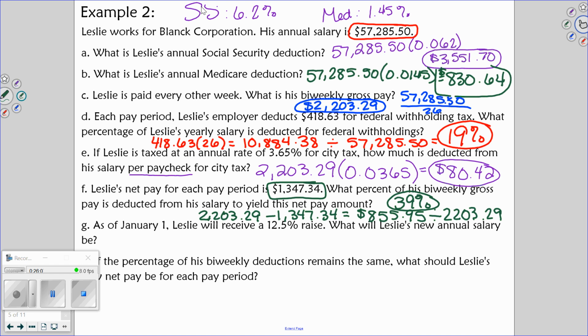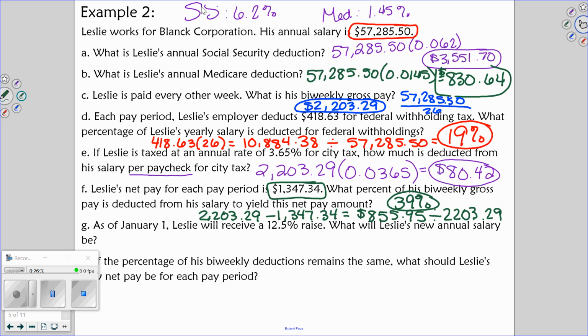39% of each paycheck is gone. It's frightening. Did you not get 39%? I rounded to the nearest percent. I didn't specify in my directions, so if you would have given me to the nearest tenth, that would have been fine.